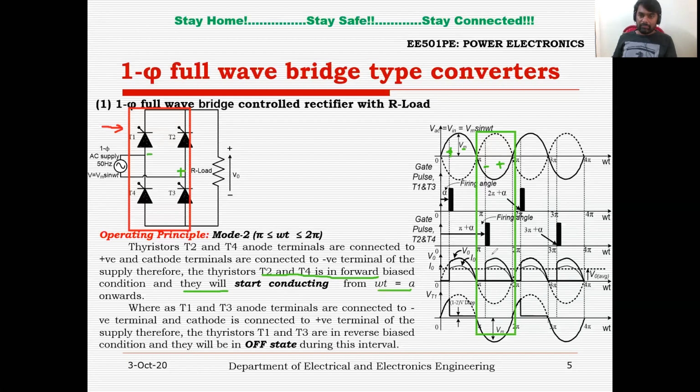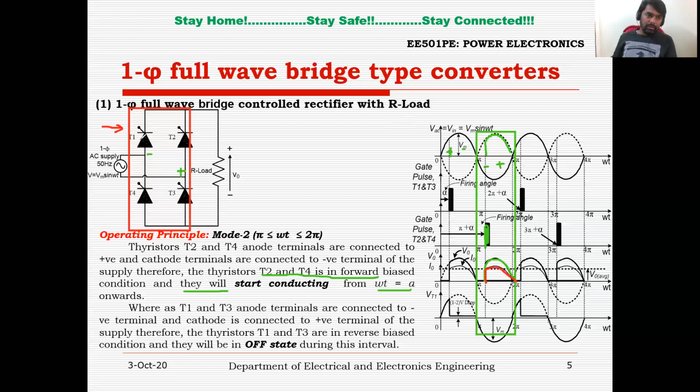to pi plus alpha. So if I apply triggering pulse to them at this particular point, which is pi plus alpha, from this point onward the output voltage has to follow the input voltage. So you can see the output voltage following the input voltage. This portion you can see at the input side, right? And since the load is a resistive load, the current and the voltage should be in phase. So you can say the output current is in phase with the output voltage.